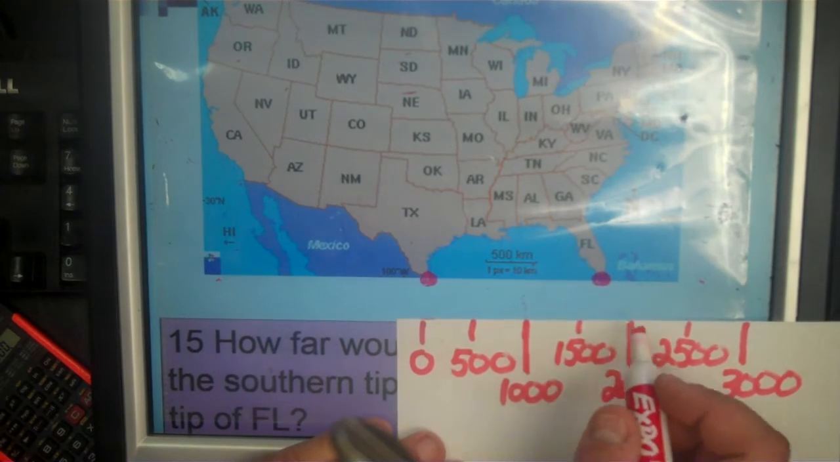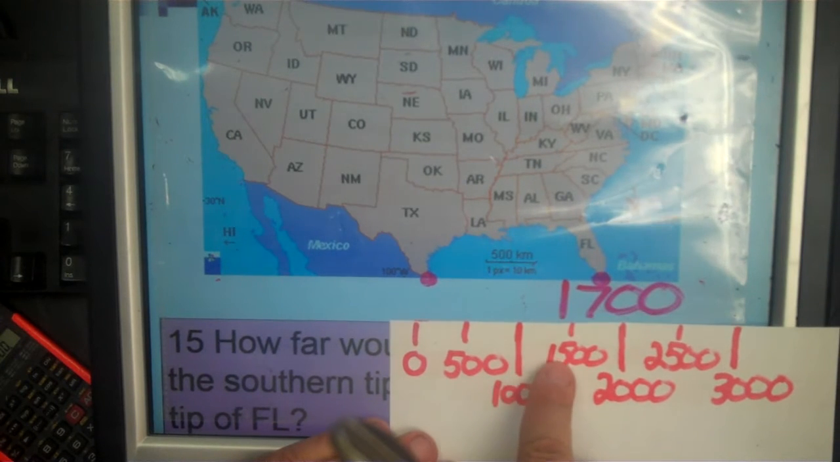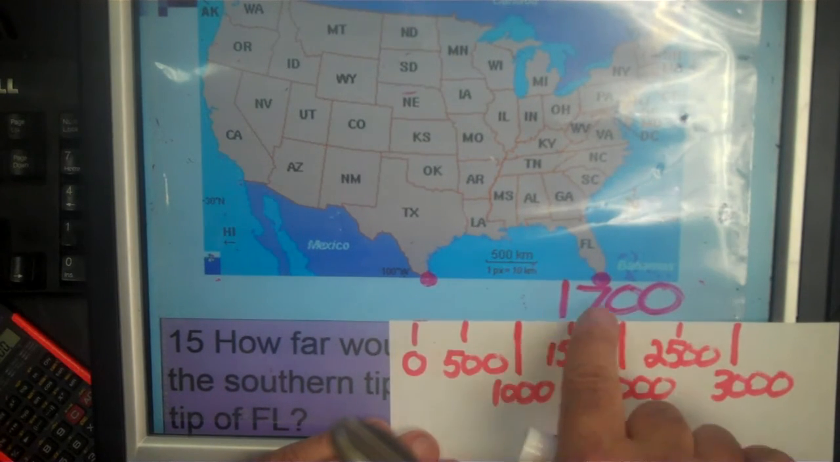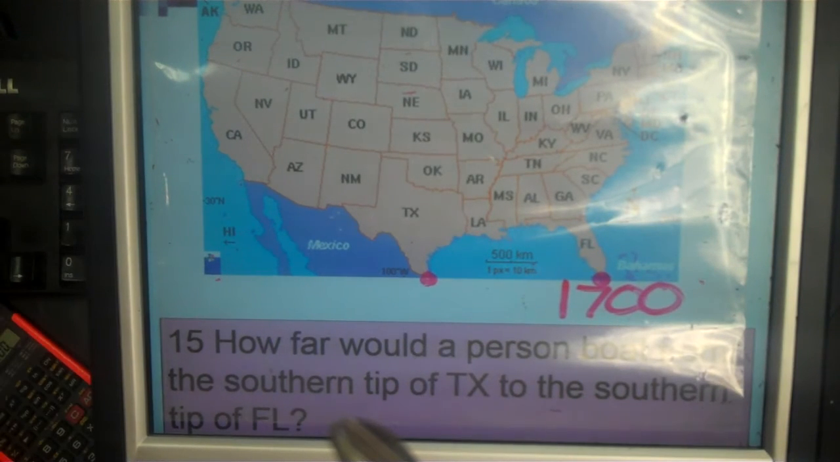So I'm going to say 1,700. That's between the 1,500 and the 2,000, not quite halfway. Number 15, 1,700.